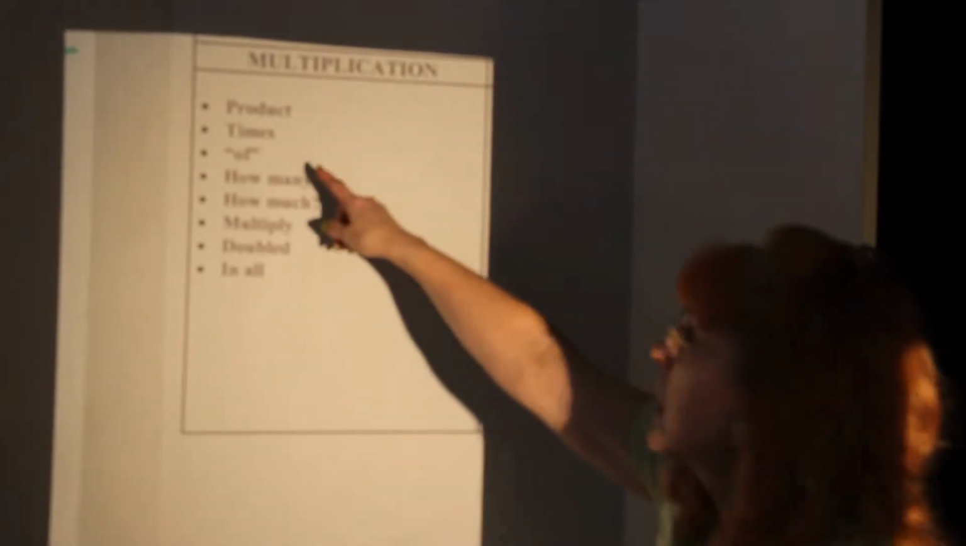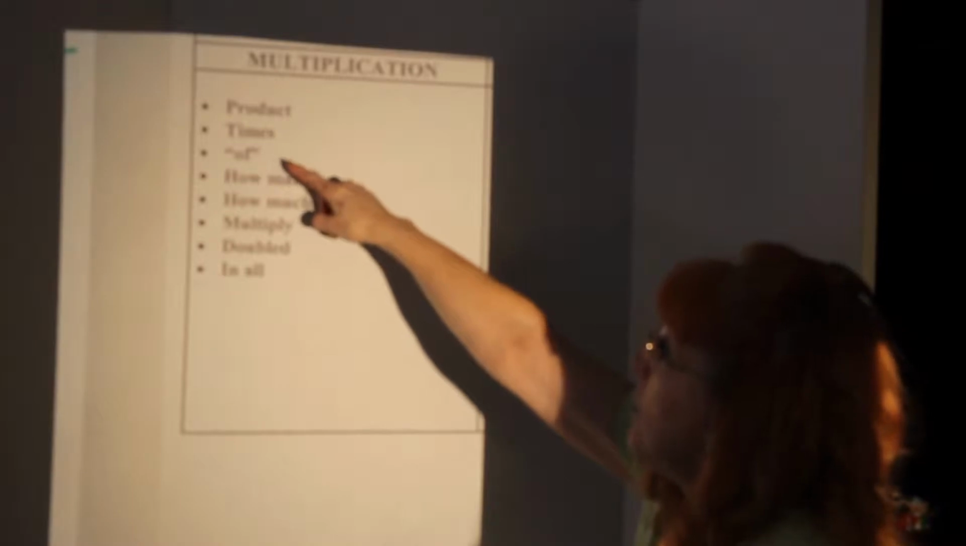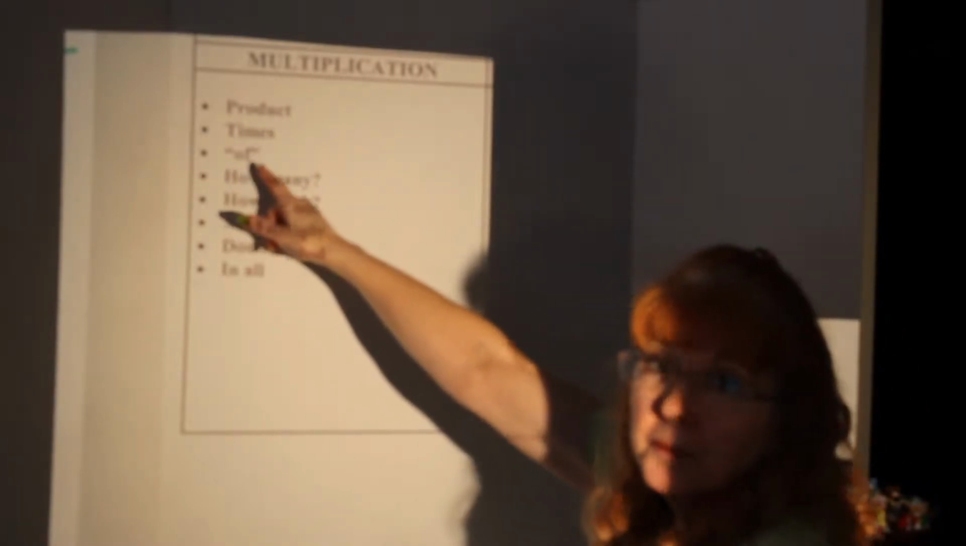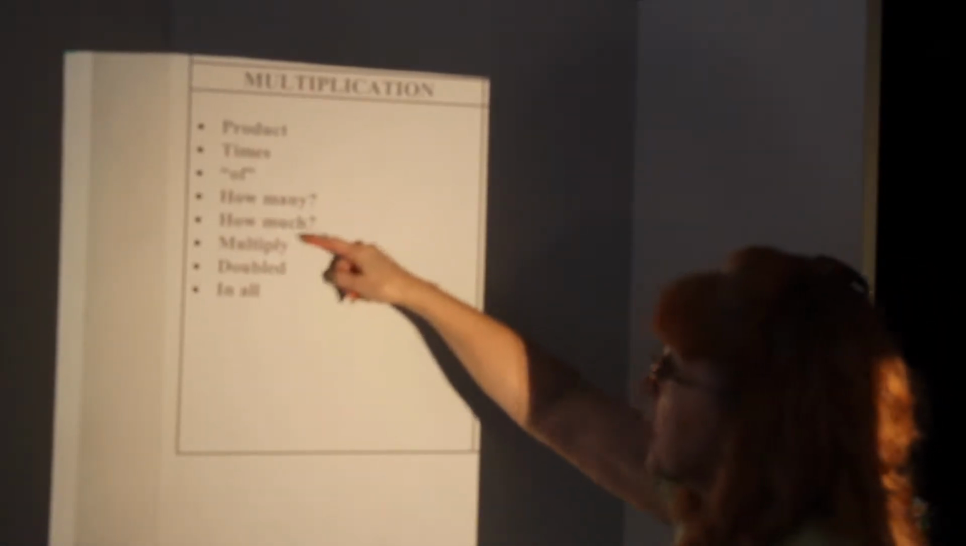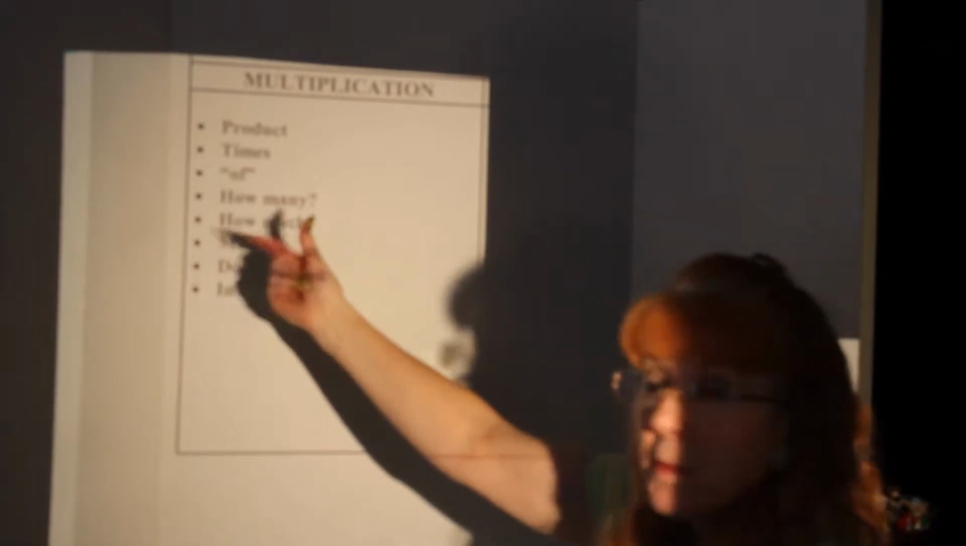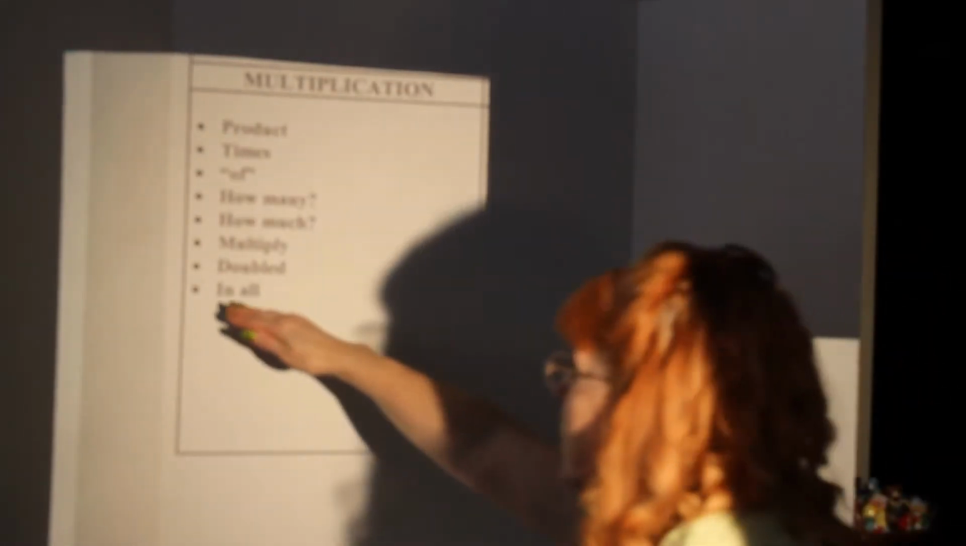You're looking at words like product, times, of, this is a big one, of, how many, how much, multiply, we'll actually use the word multiply, doubled, in all. Those are the key ones, and we've left space here. If you find any more, you add them in to your chart, and then you have them. So I'm going to take this away. We're going to try some examples.